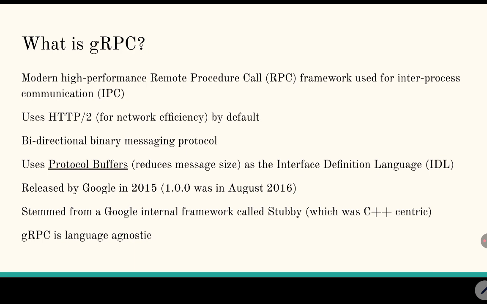Anyhow, gRPC is based on HTTP 2 by default, but that does not mean it cannot be used on top of other protocols as well. By default it uses HTTP 2, and it supports a bidirectional binary messaging protocol for performance reasons. It also uses protocol buffers, which reduce message size when transferring data from one node to the other, and protocol buffers are used as the interface definition language.